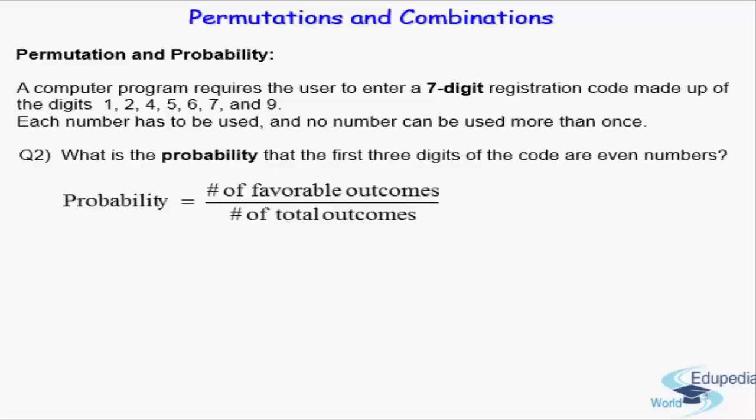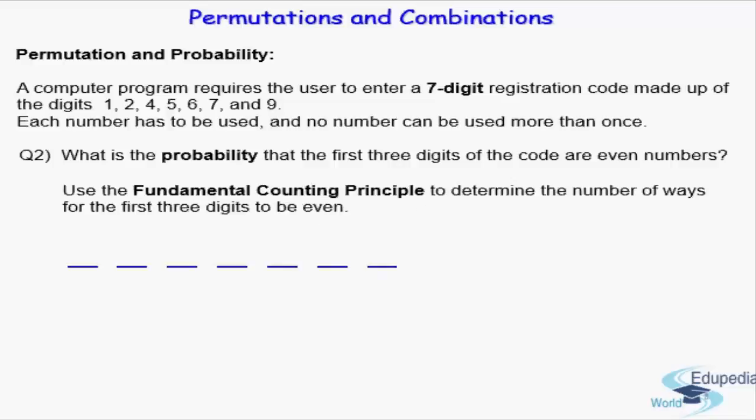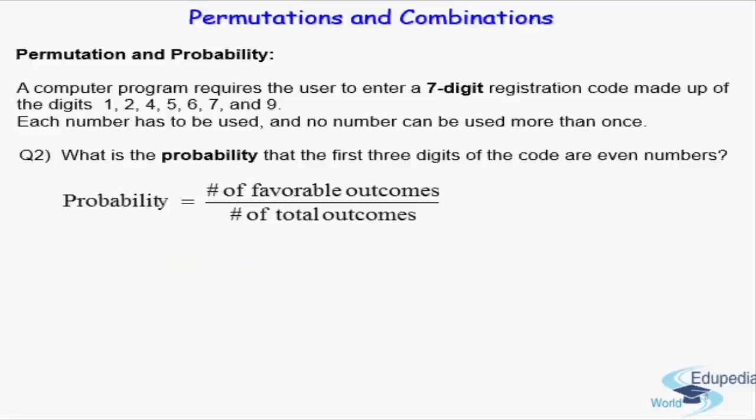Let's look at question number 2. What is the probability that the first 3 digits of the code are even numbers? Now we already talked about probability, this one is from the previous lecture. The total number of outcomes: as we see, 1, 2, 4, 5, 6, 7, 9, so the total is going to be 7, of course. You might be wondering that we can just put 7 in the denominator, and we have 2, 4 and 6 as even numbers, so the answer is going to be straightforward as 3 by 7.